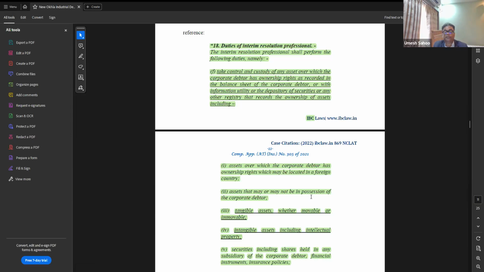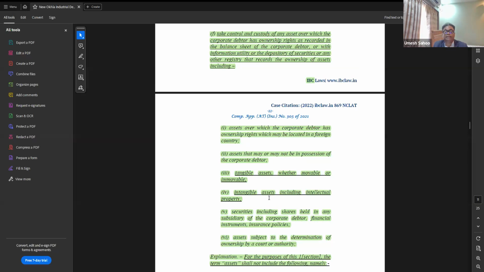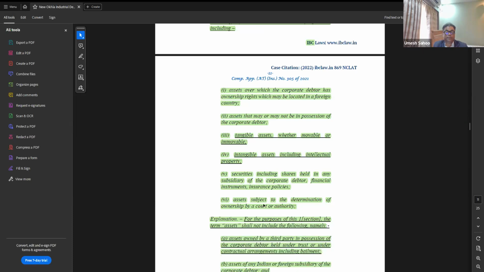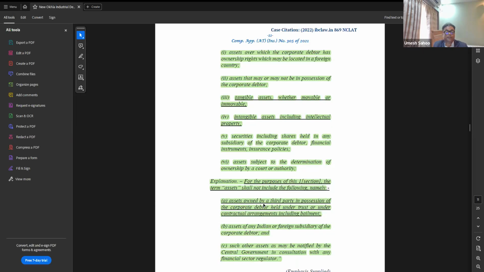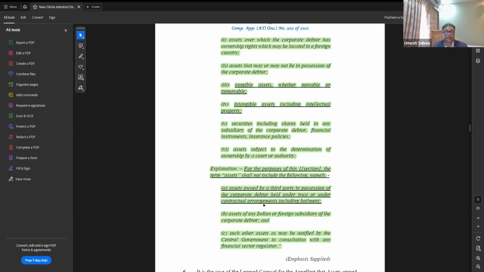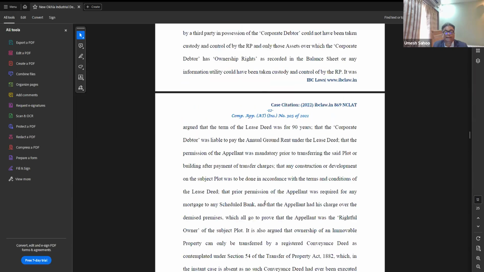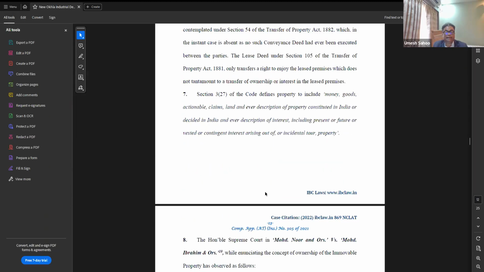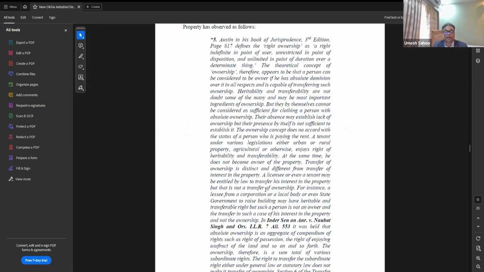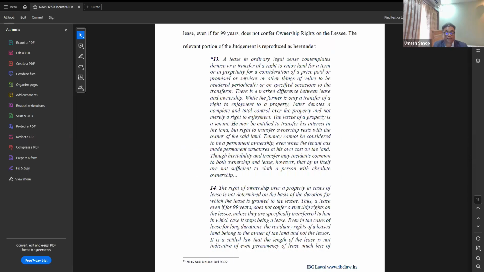Assets that may not be in the possession of the corporate debtor. Intangible assets, whether movable or immovable. Intangible assets, including intellectual property. Sir, the intangible assets definition under income tax, we will go to that.